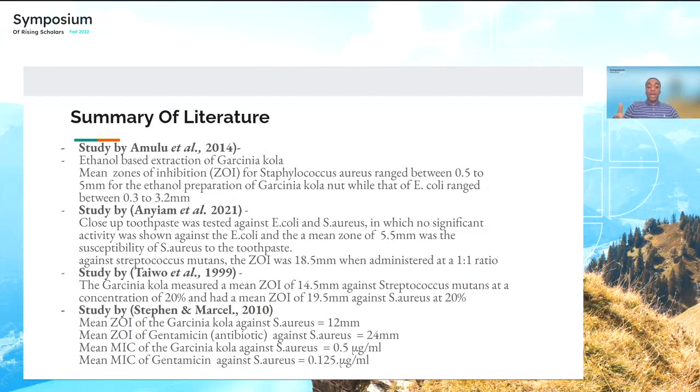Whereas a study by Anyam showed that Close-Up toothpaste, a commonly used toothpaste around the world, was tested against E. coli and Staphylococcus aureus, and it did not show any significant activity against the E. coli. The mean zone of inhibition against Staphylococcus aureus was only 5.5 millimeters. I would have gone more in depth with some of the literature, but because of time, I'll move on.